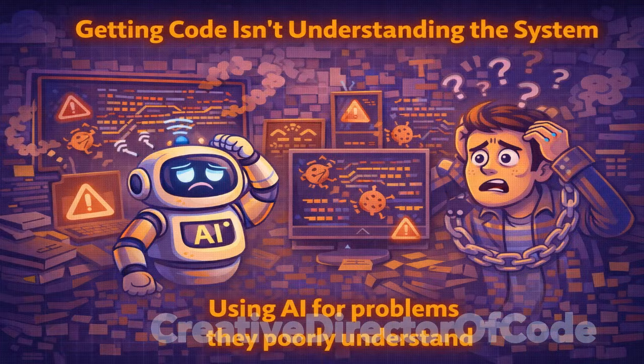But here's the problem. You're confusing getting code with understanding the system. There's an illusion of progress without comprehension. And that illusion shatters the moment something breaks, because you can't debug what you don't understand. You can't tell if the AI's answer is wrong if you don't know what right looks like. You're completely dependent on the tool, and when it fails you, you have nowhere to turn. You don't even have the knowledge to ask the right questions.